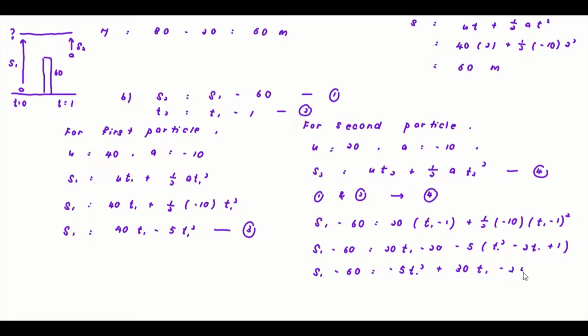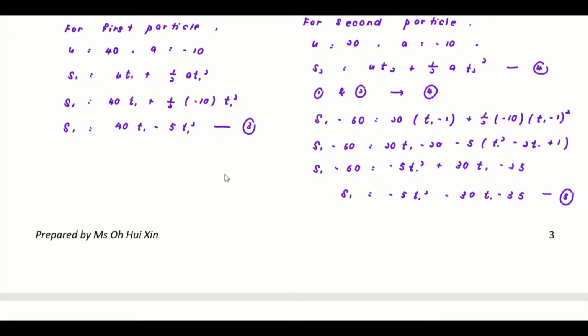So minus 25. Okay, so simplify, then I can get S1 will be equal to negative 5T square minus 30T minus 35. Okay, so this is what I can get out from here. So this will be my fourth equation. Sorry, I have fourth already, so this is supposed to be my fifth here. Alright, so after I get this already, then I'll be able to just equate number 3 and number 5 together, right?